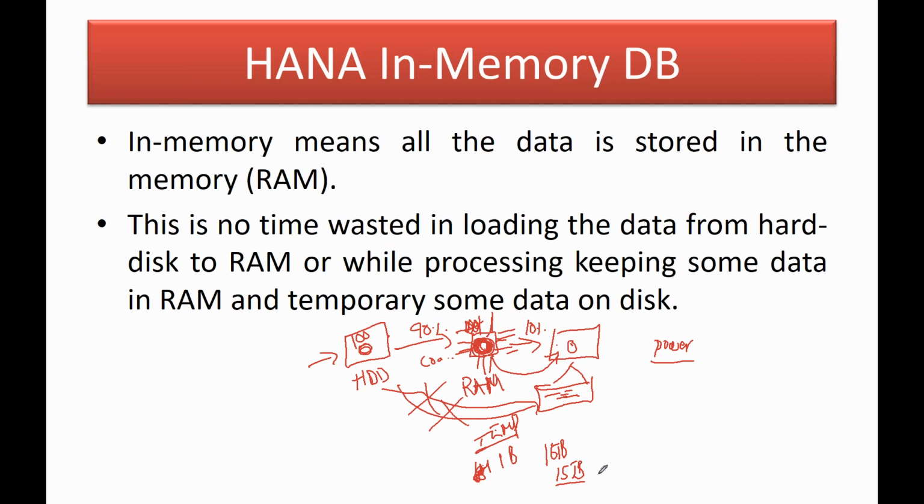In this case, whatever data you load into RAM always has an option called unload on priority basis. The priority will be stored from 0 to 9: 0, 1, 2, 3, 4, up to 9.